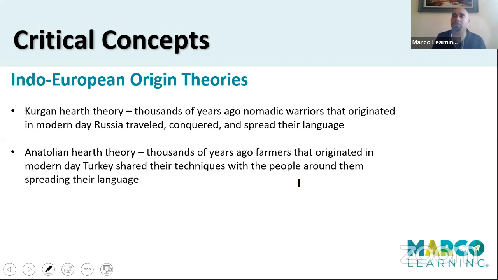It has spread from northern India to Europe, eventually spread around the world because of European colonization and conquest. But I want you to understand where these languages originated. And again, this goes back so far that we don't know the answer. There are two theories here. First is the Kurgan-Hearth theory, also the Anatolian-Hearth theory, right? And I will talk you through them and then I'll draw them on the next slide.